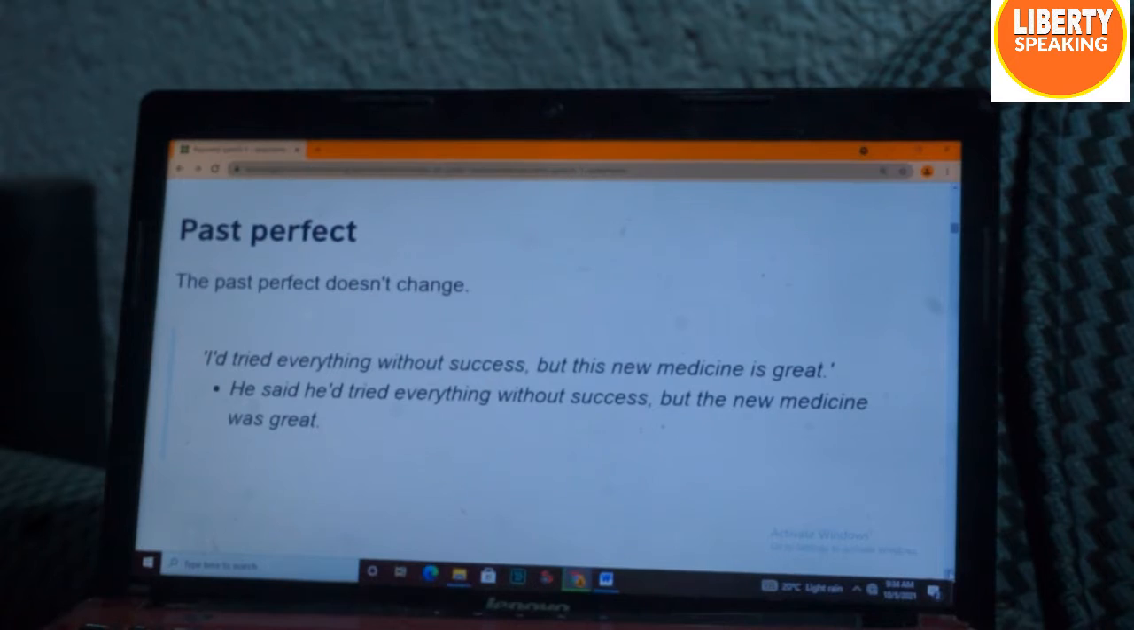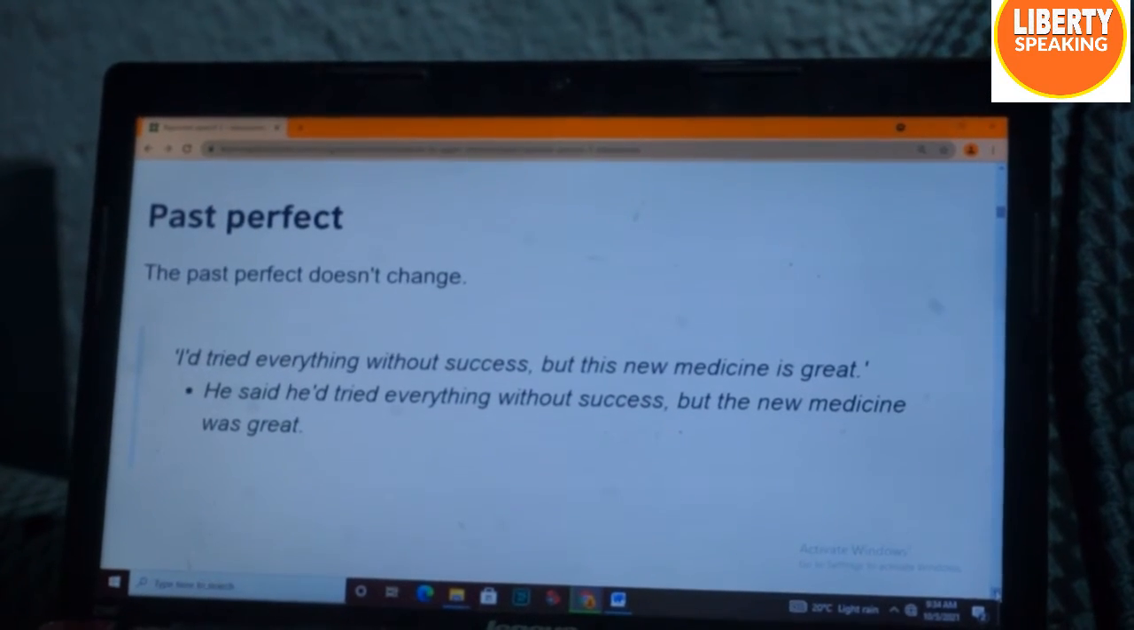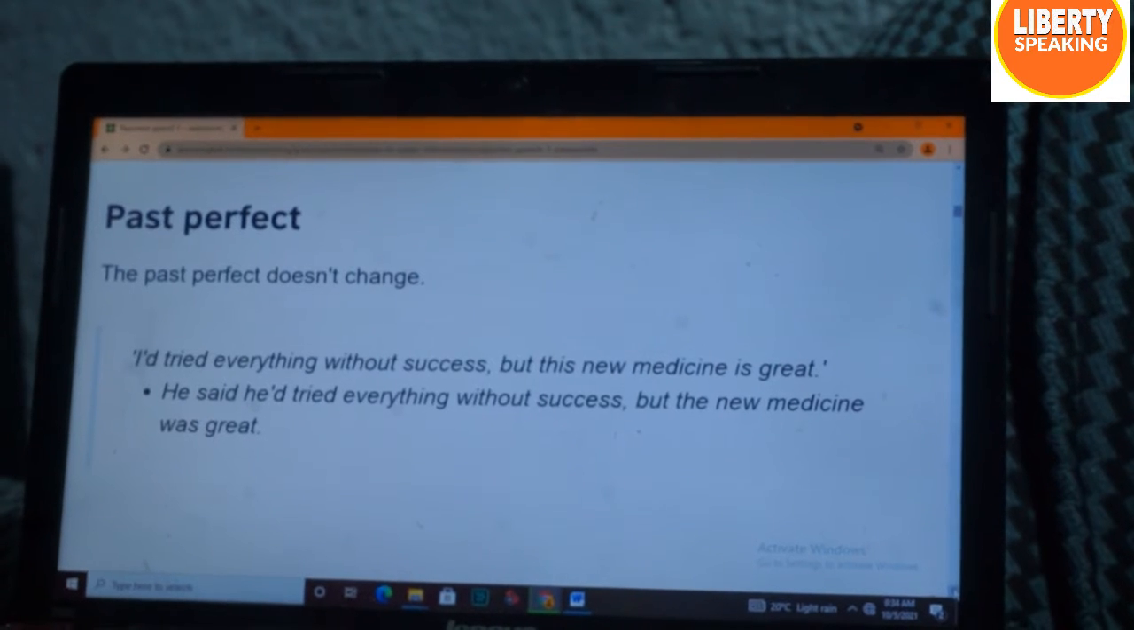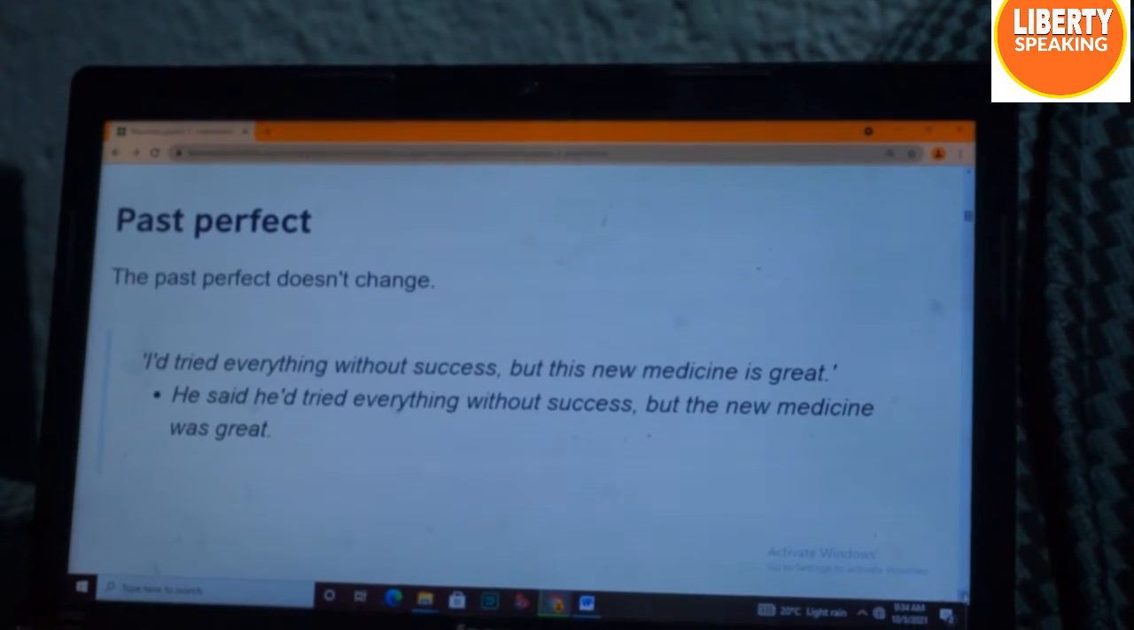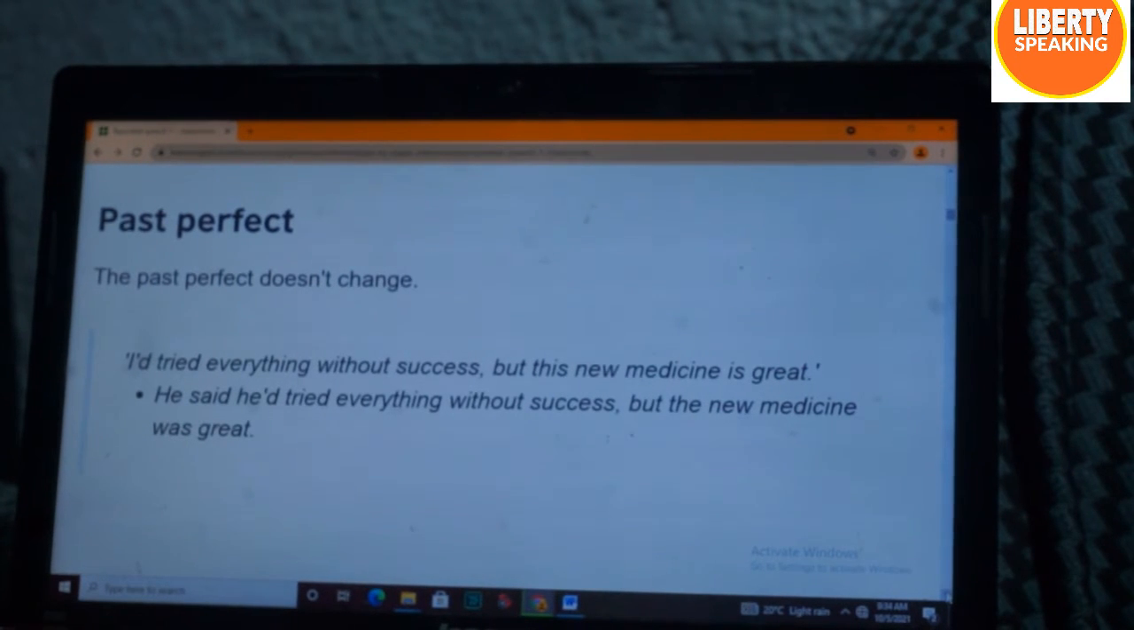Let's go to past perfect. Do you remember last time I taught you all the tenses? For those people who are learning this lesson for the first time, it is going to be difficult to understand because I previously taught people verb tenses. If you have not yet learned verb tenses, this is going to be difficult for you.